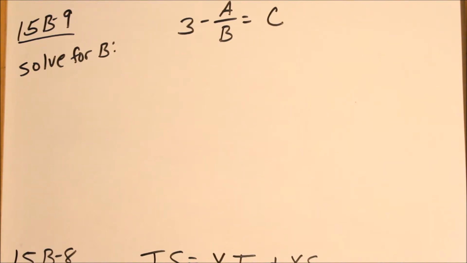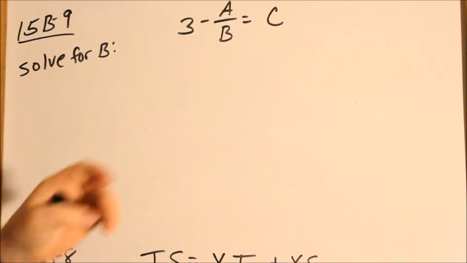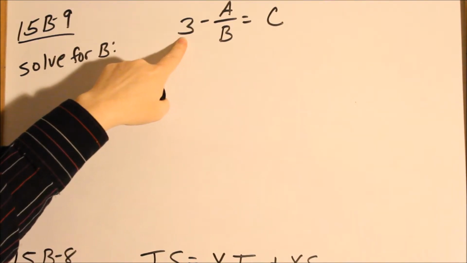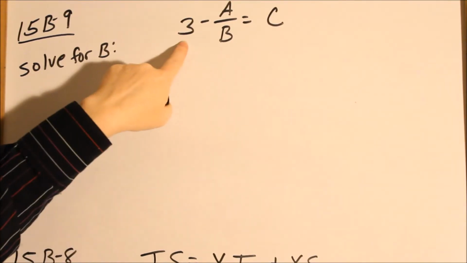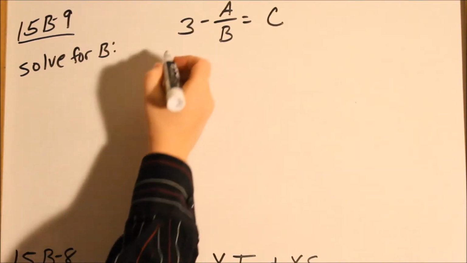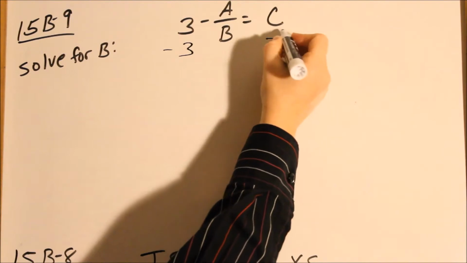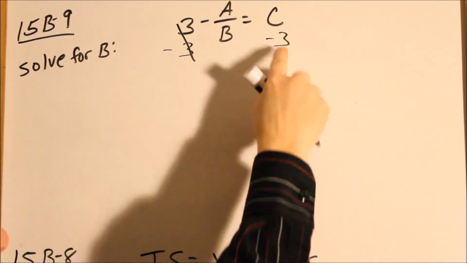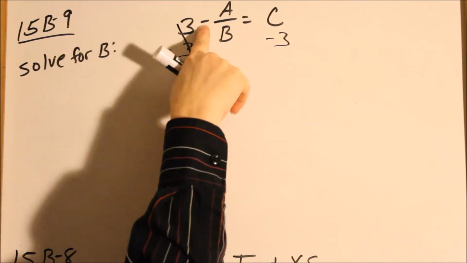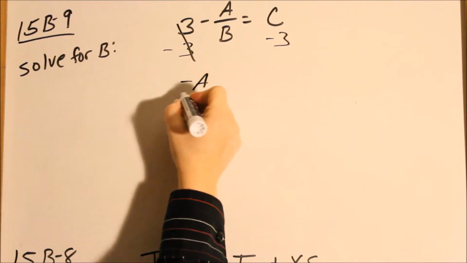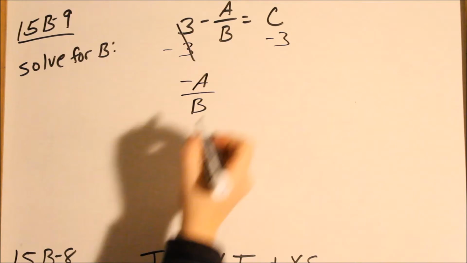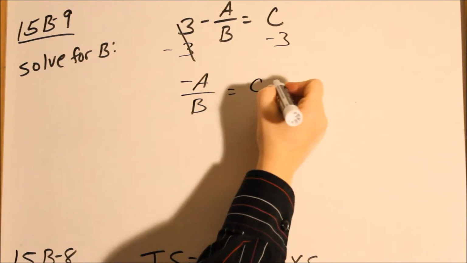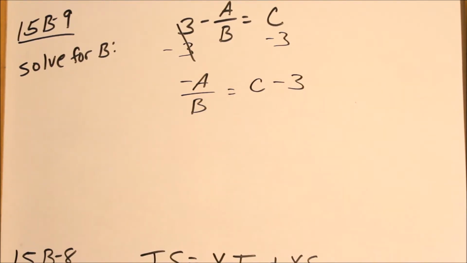There's several different ways you can do this. So I probably would move my 3 over to the other side. It's being added, so I need to subtract it over. So then I subtract 3 over here. That goes away there. Cannot combine C's to 3's. Don't forget your negative. I usually put my negative in the numerator. And then equals C minus 3.